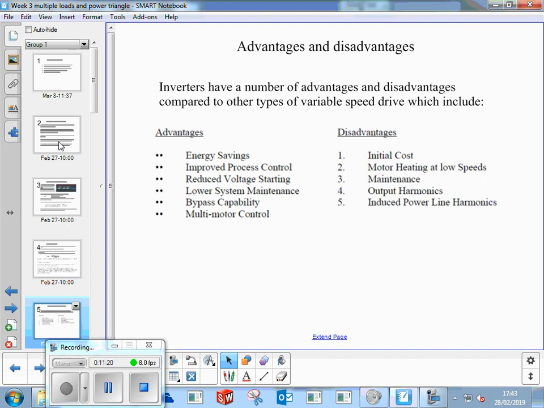And multi-motor control. The disadvantages start with the initial cost of the drive against what it would cost to buy a direct online or even a Star Delta starter. Motor heating at low speeds. Maintenance. The output harmonics and induced power line harmonics, each of which I've got a little bit about in the forthcoming slides. Alright.